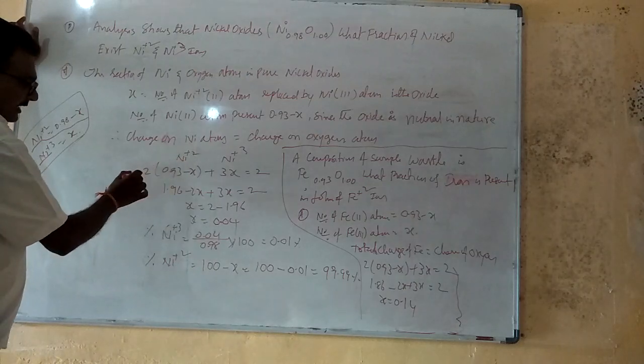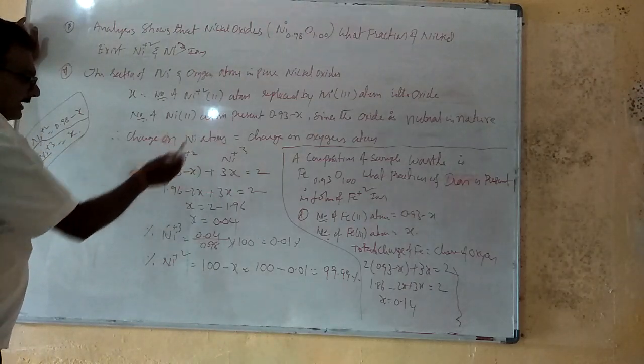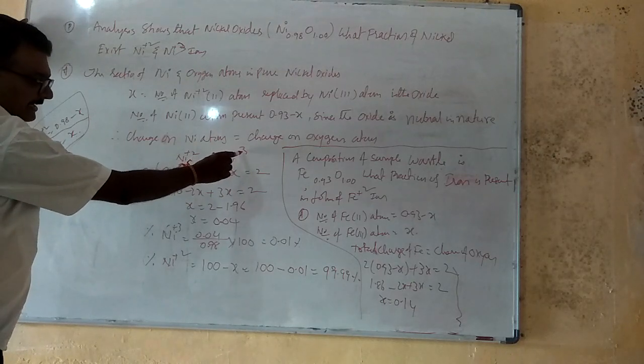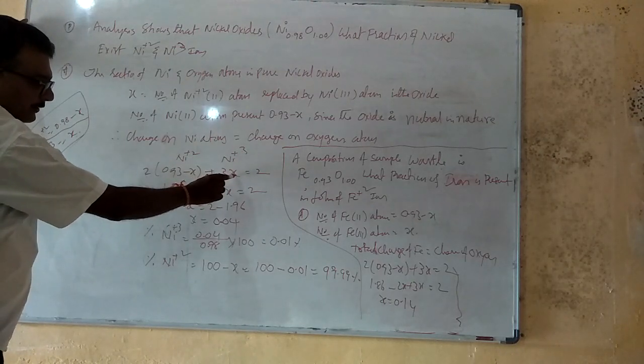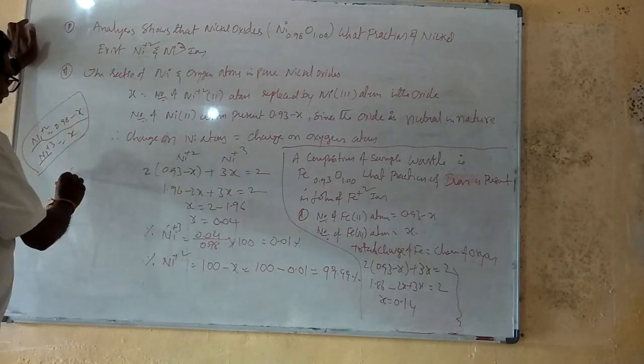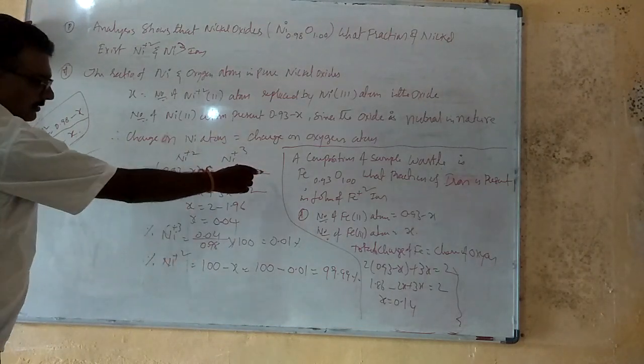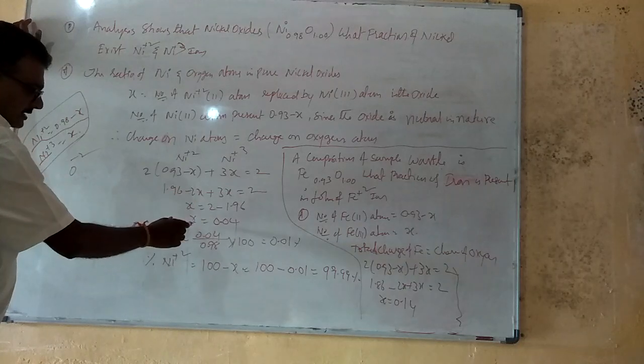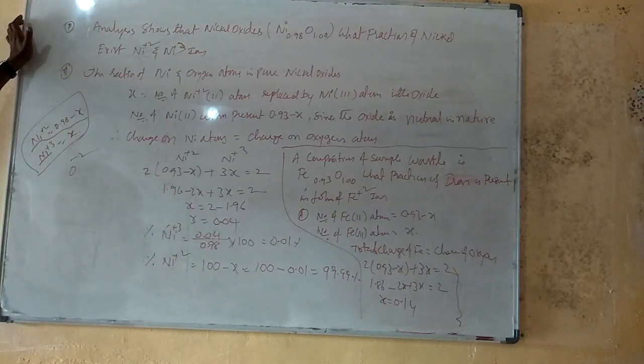Now what is the charge? 2 into (0.98 minus x) plus 3x. Why? Because a plus 3 charge is there, 3 into x. The oxide formula has O2-, so the total is taken as 2. After solving, the x value is 0.04.